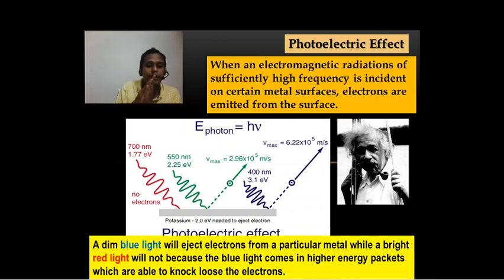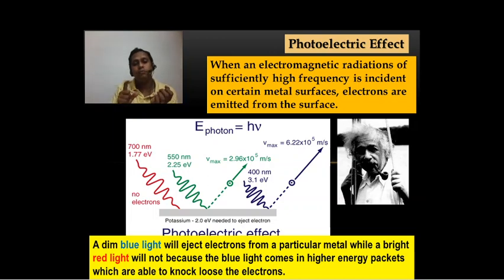Is it clear? So from this figure, we can say that dim blue light means the intensity is very low. For example, suppose a blue light of 1 photon can eject 1 electron from the potassium metal surface. But in the case of red light, suppose 1 lakh red photons fall on the potassium metal surface. Not a single electron is ejected from the metal surface.